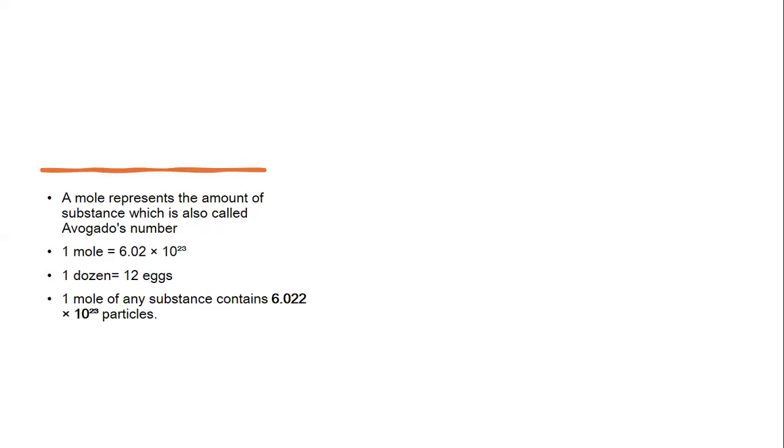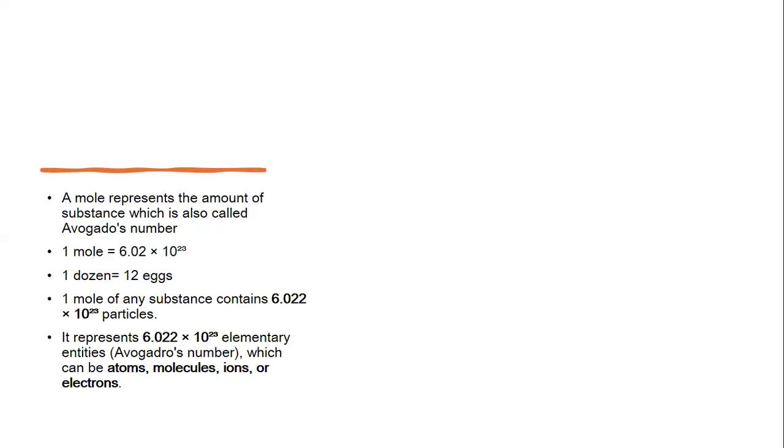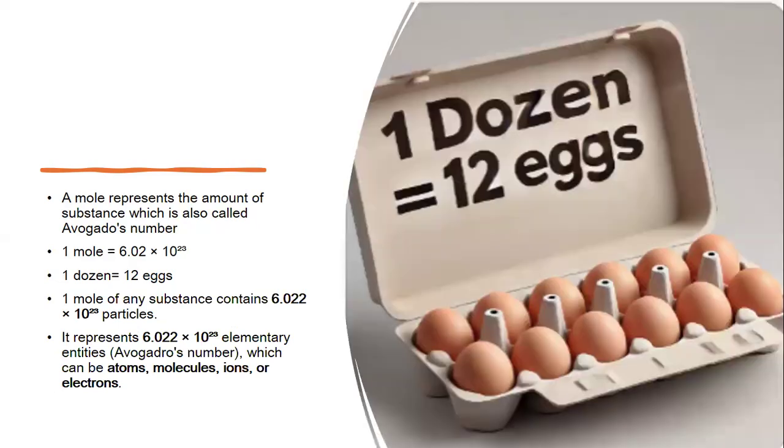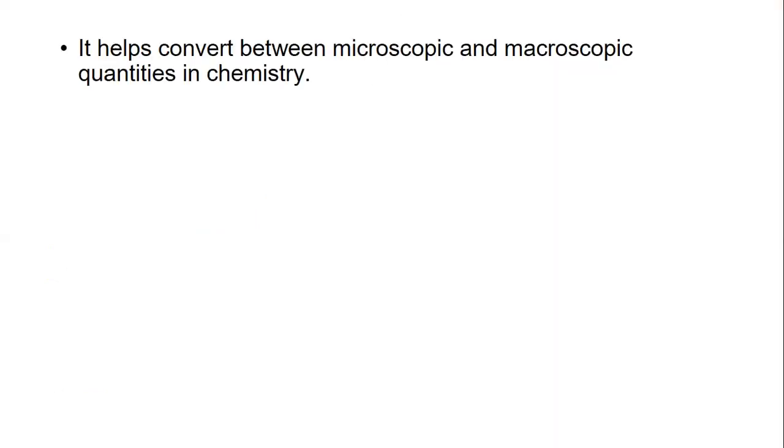So what does it mean? 1 mole of any substance is equal to 6.022 into 10 raised to power 23 number of particles. Particles may be atoms, ions, or, like we can say, it is Avogadro's number, 6.02 into 10 raised to power 23 particles, which is equal to atoms, molecules, or ions, or maybe electrons. So it helps us to describe the microscopic and macroscopic quantities.